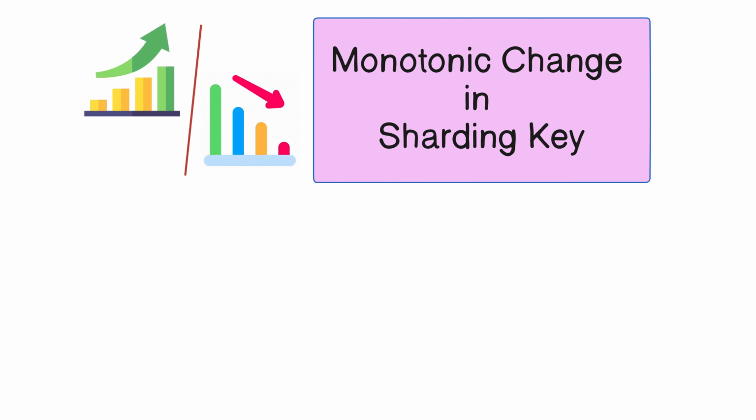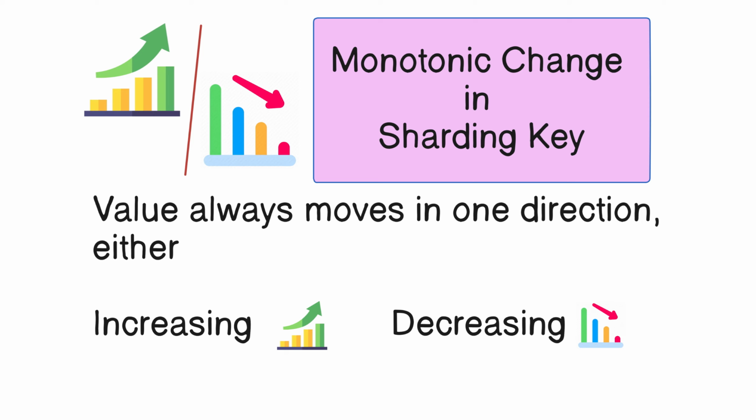Another important factor to consider is monotonic change in sharding key values. Now this is a very interesting point. So what exactly is monotonic change in sharding? It means the value of the sharding key always moves in a single direction. Either it is increasing or it is decreasing over time. In sharding, this is a problem because it causes new data to always go to the same shard, which again creates an imbalance. Let's understand this with a simple example.